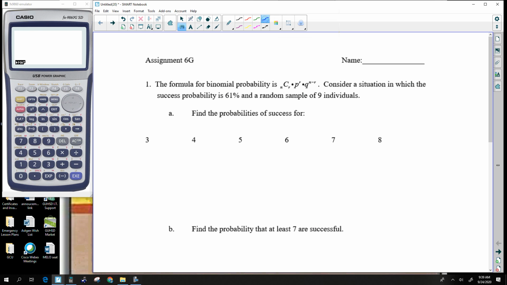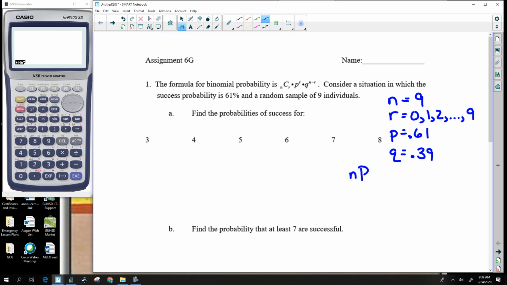Let's identify all the different things. The total number of things is 9 individuals. That means the number of successes is 0, 1, 2, all the way up to the number 9. That's what I'm going to be putting in my list 1. The probability of success in this situation is 61%. Failure would be 39%. Again, that adds up to the number 1.